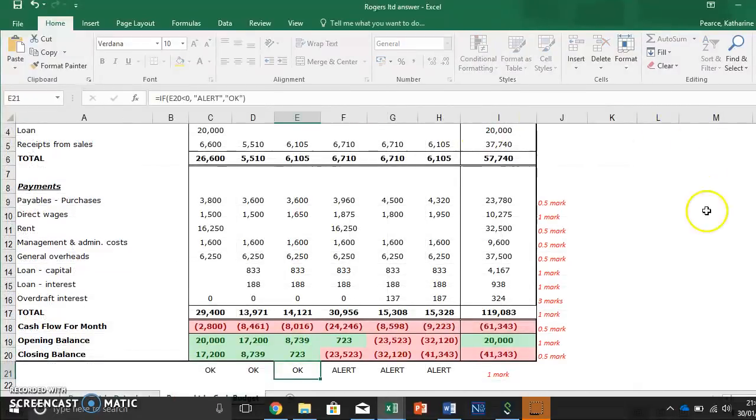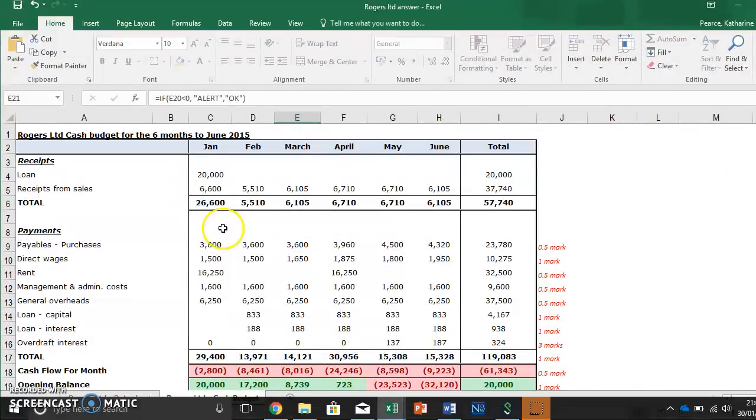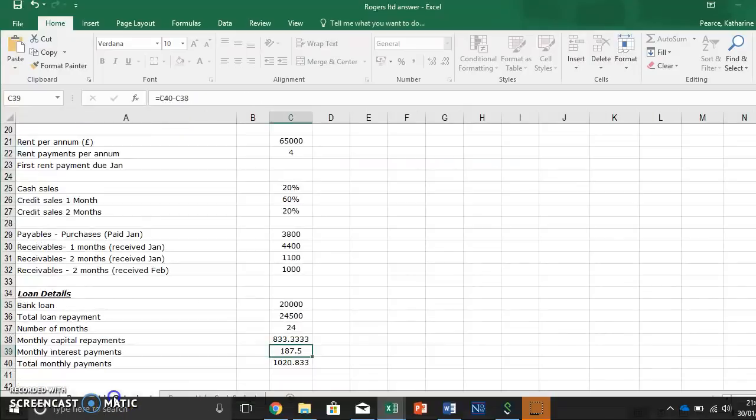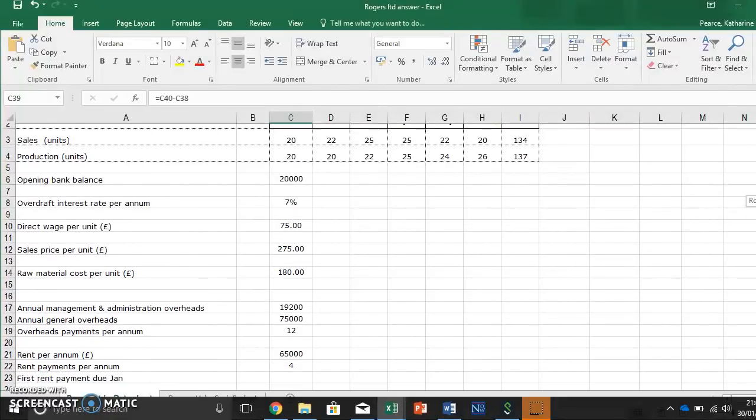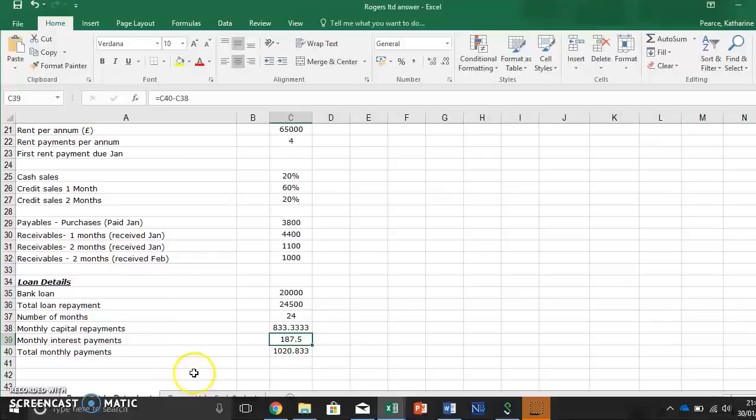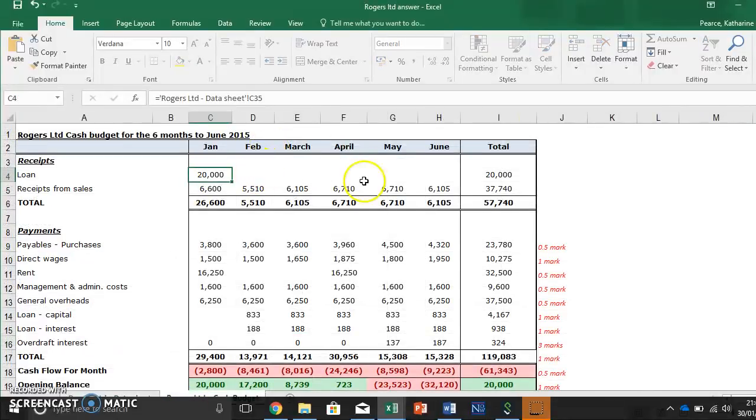What you then need to do is pull that through onto your cash budget sheet. So you literally go down row by row and find the data. For the loan, it's a one-off receipt. So you're linking to the loan amount on your data sheet, which you've just typed in, down here. Don't put anything into these other months, because the loan only comes in in one month.